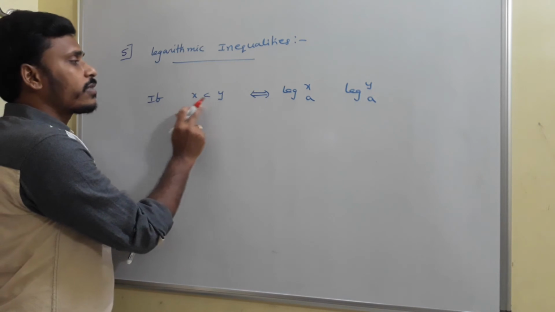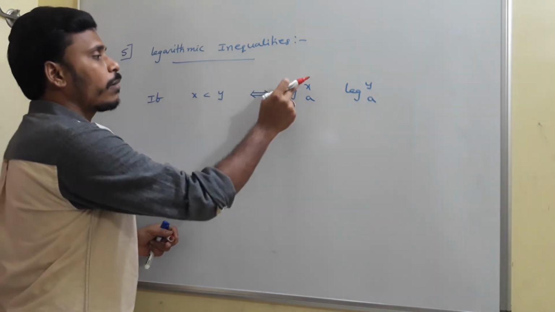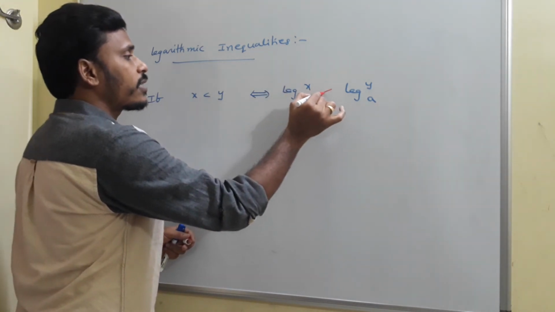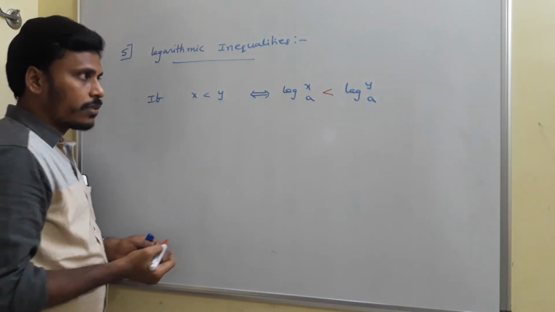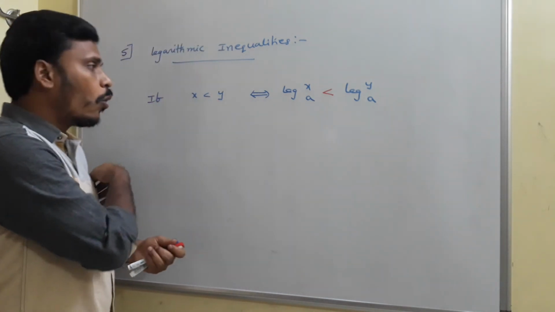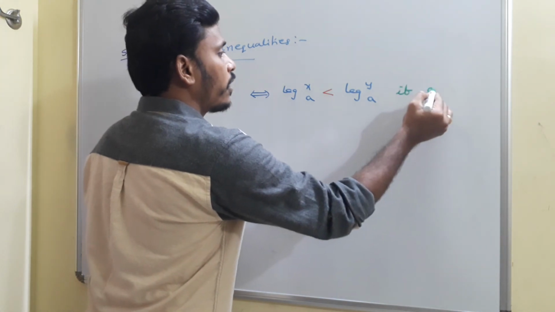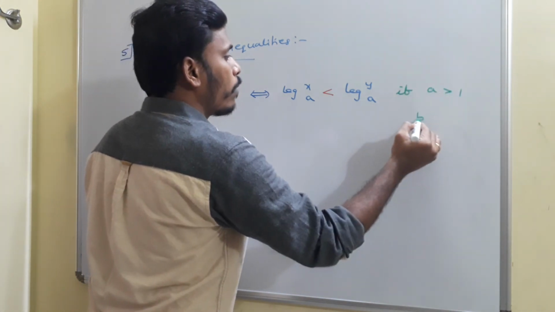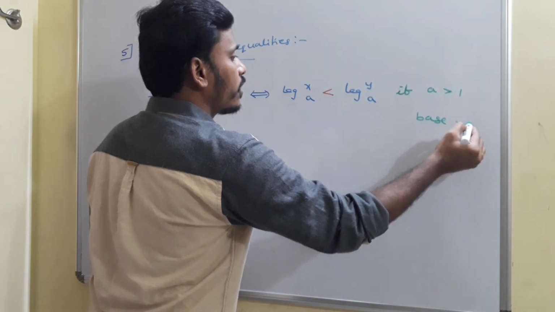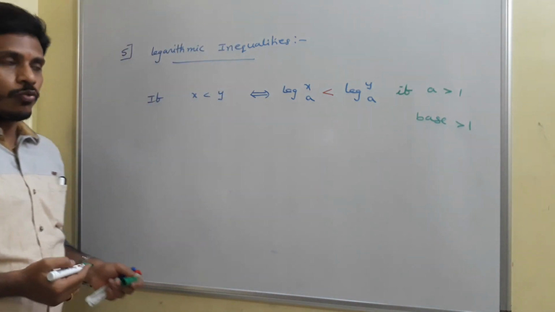So if x is less than y, if and only if the logarithm of x to the base a is less than the logarithm of y to the base a, it happens only if the base a is greater than 1. You need to memorize that: if the base is greater than 1, then it is true.